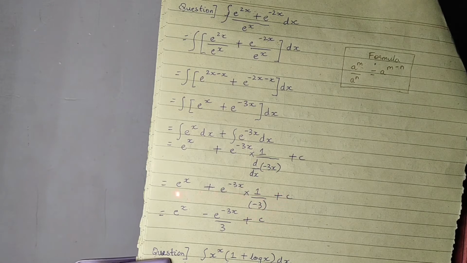Okay, plus c, and the final answer would be e raised to x minus, this minus sign will go over here, this denominator minus sign will go to here. Okay, here it will be minus e raised to minus 3x, this 3 will be going over here in the denominator, plus c.